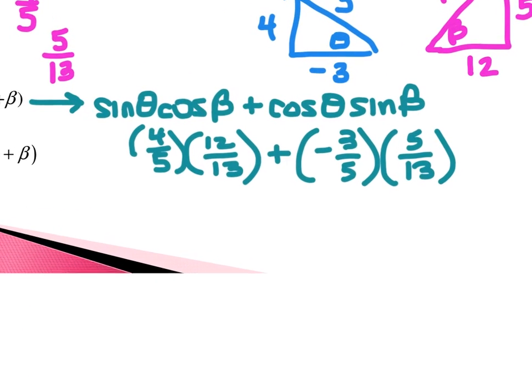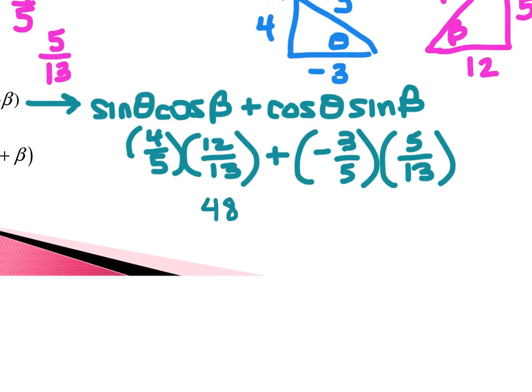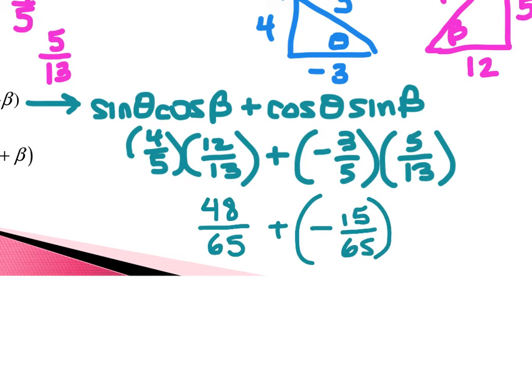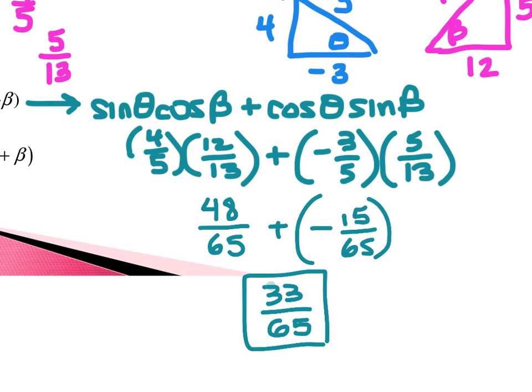Now you're going to multiply out your pairs. 48 over 65 plus a negative 15 over 65. Same denominator, combine your numerators, and you get 33 over 65, which can't be reduced, so that's your answer.